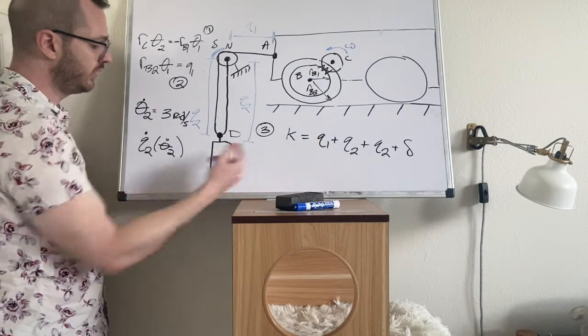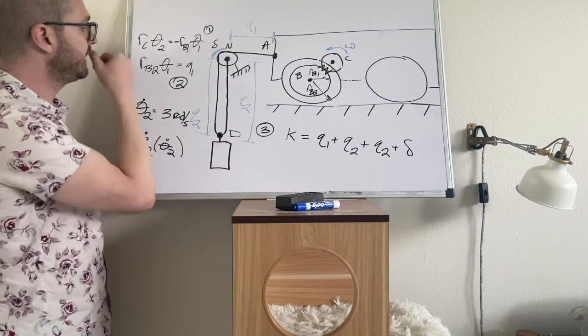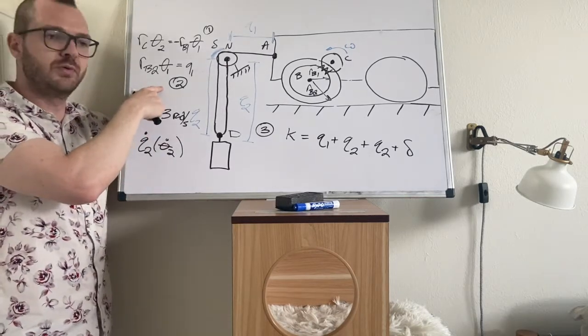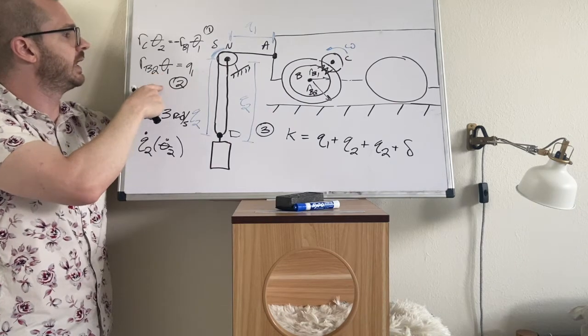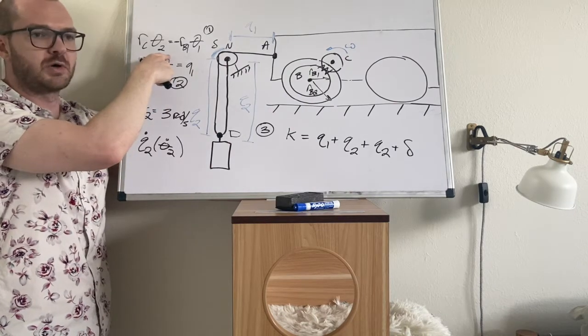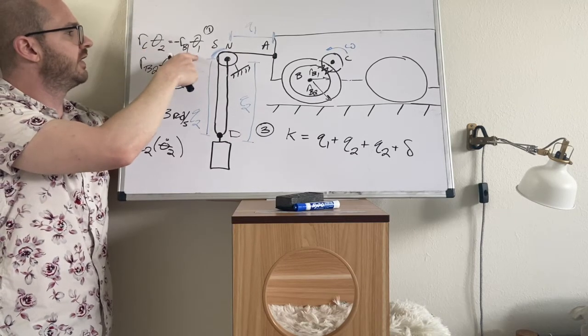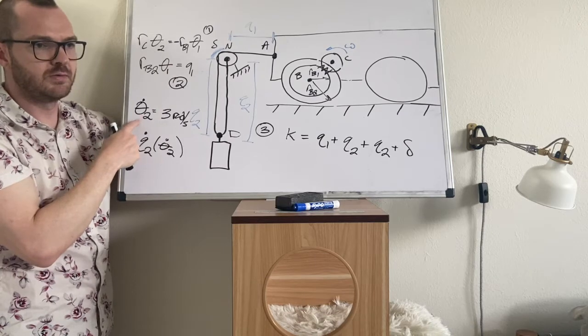Okay, how do we get Q1 dot? Remember, the input to the problem was theta 2 dot. Well, I can get Q1 dot using equation number 2, right? And that allows me to solve it in terms of theta 1 dot. And how do we get theta 1 dot? Well, that comes from equation 1. I can solve for theta 1 dot in terms of theta 2 dot. And hey, look at that, that was our input.